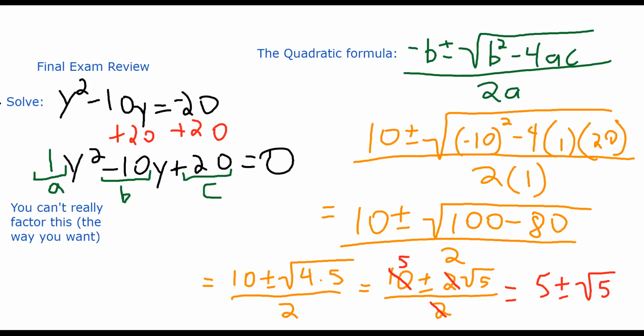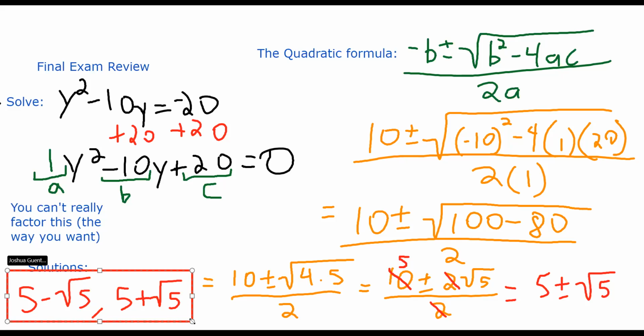So then finally our solutions are going to be 5 minus the square root of 5, which is going to be some nasty number. There's no sense crying over spilt milk on that one. And then 5 plus the square root of 5. Okay, so that's number 2 on the review, if you're curious.